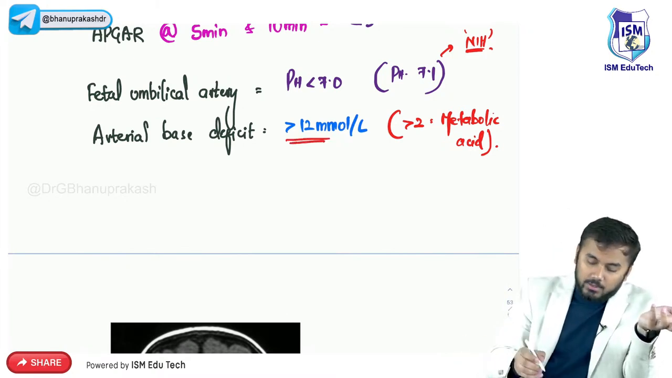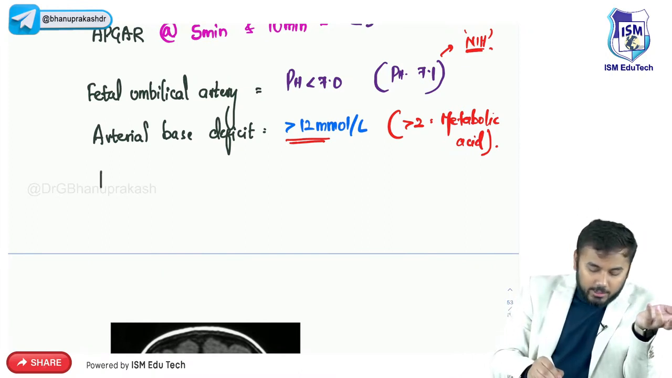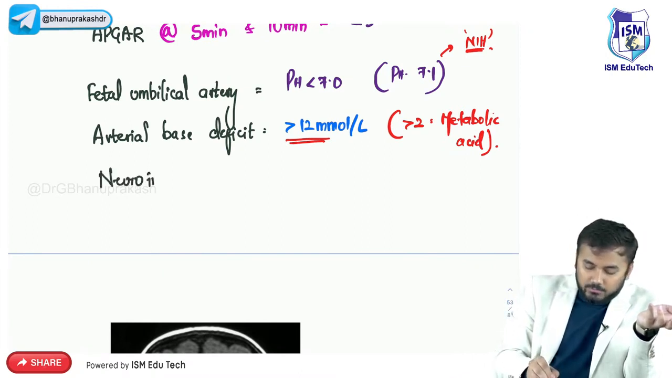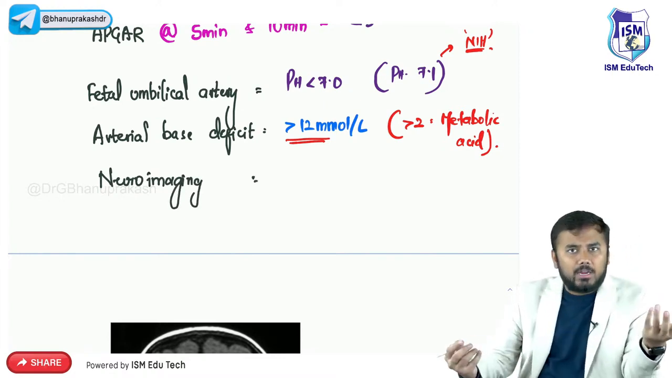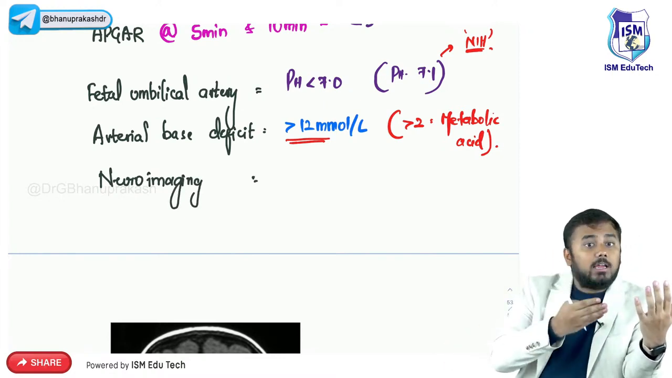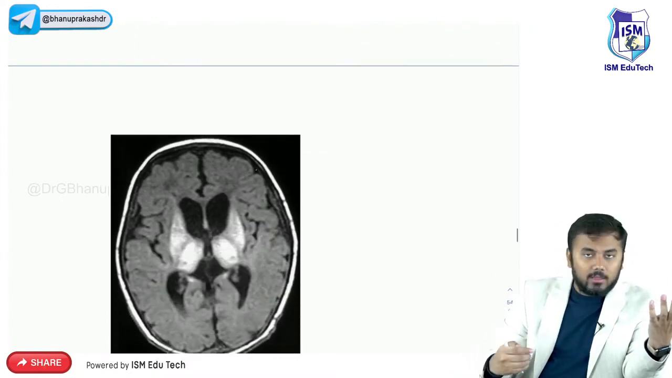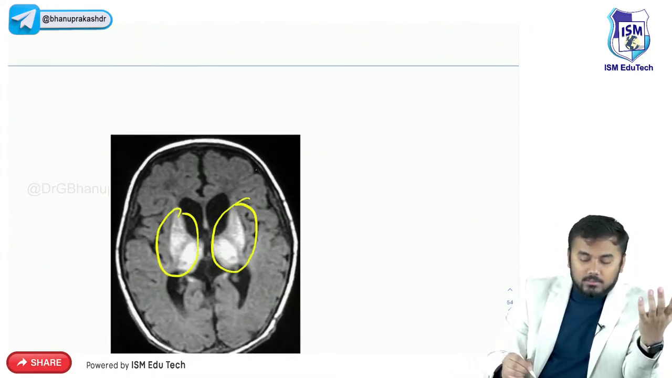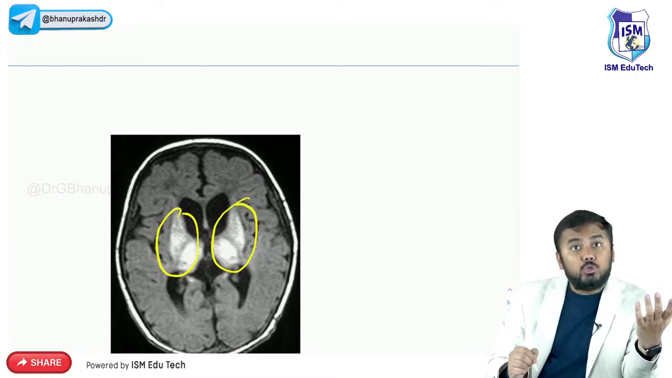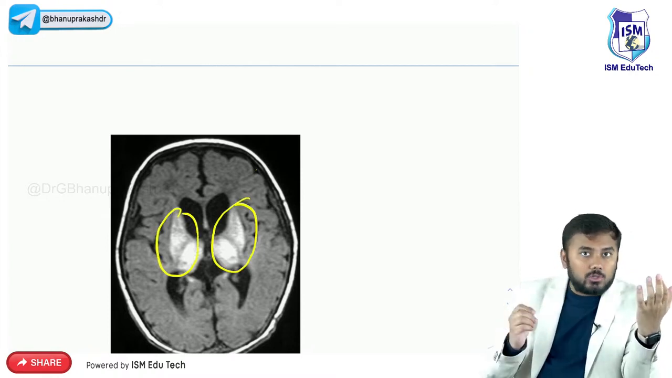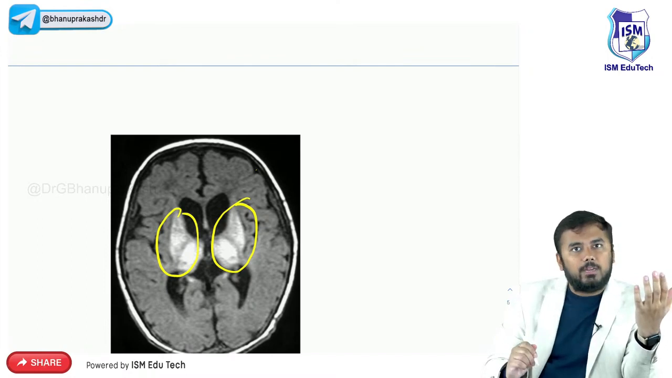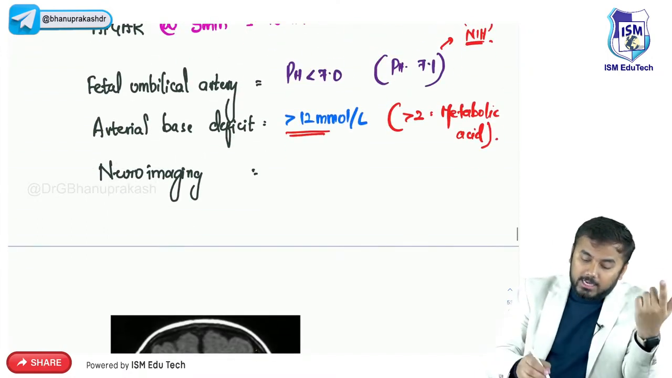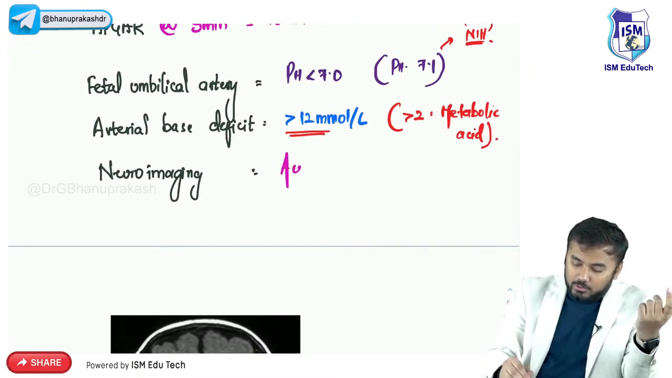Now, after this, I do neuroimaging. I will take an MRI. In the MRI, I should see that yes, there is brain injury here. Look, this MRI was taken. You can see a hyperintense lesion here, on both the sides. So there is injury here, brain injury. Why? Because of less oxygen supply to this part of the brain. Yes, there is evidence of acute brain injury.